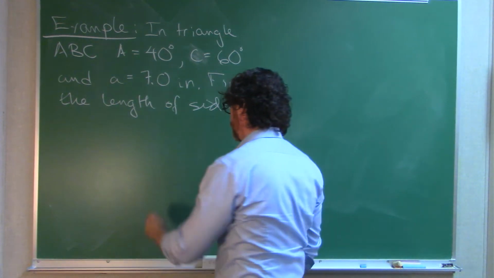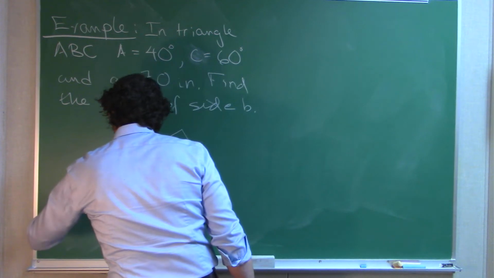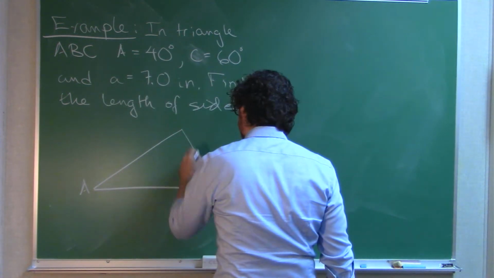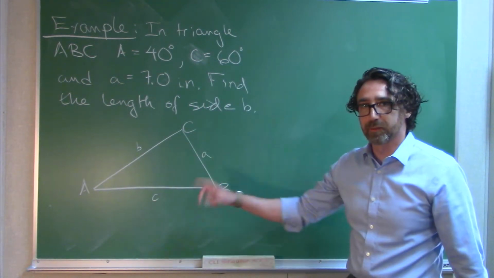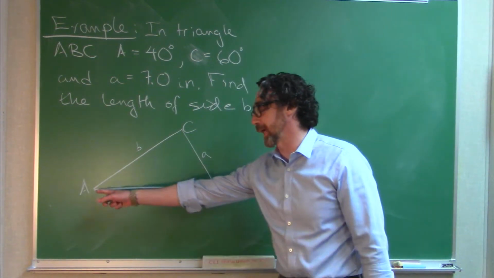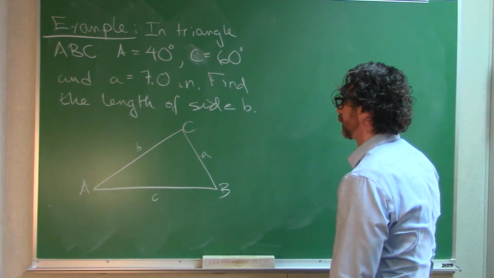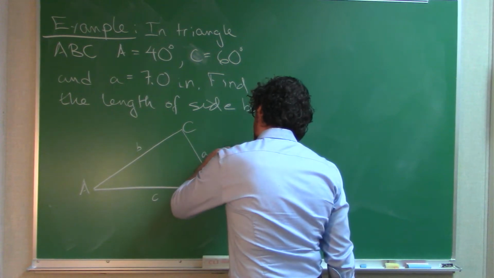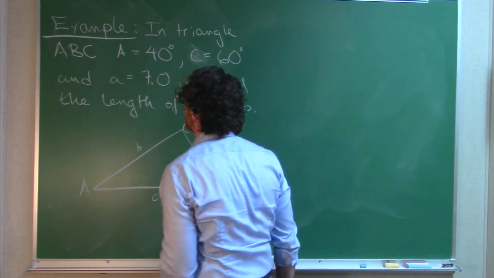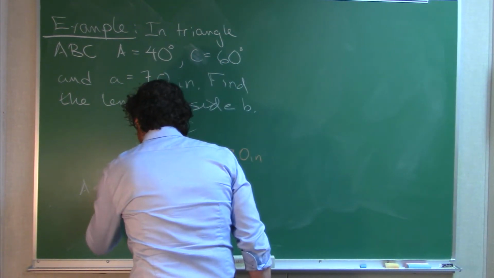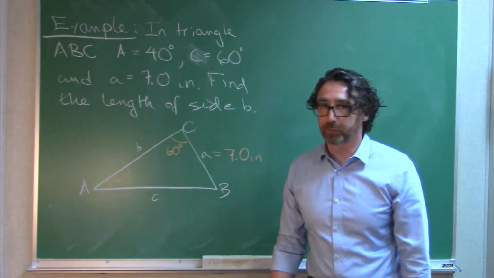Okay, so I'll get myself a little picture. Following the labeling conventions that we've been using the whole course, angle A opens up on the side a. Let me write down the information that they've given us. They tell me that side a, which is over here, is 7 inches. They tell me that angle A measures 40 degrees, and they tell me that angle C measures 60 degrees.